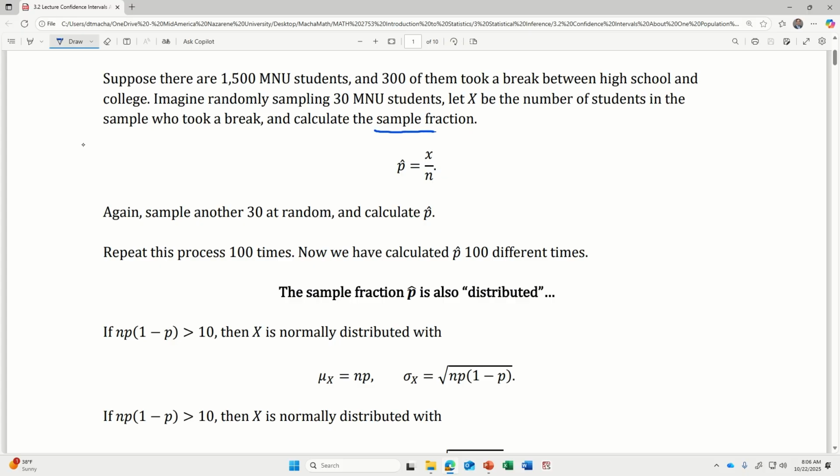Depending on the book you're using, sometimes this is called the sample proportion, but I think, after thinking about it, I feel like the word fraction better captures this idea because it's never greater than 1. In this case, the sample fraction would be the number of students who took a break divided by the total.